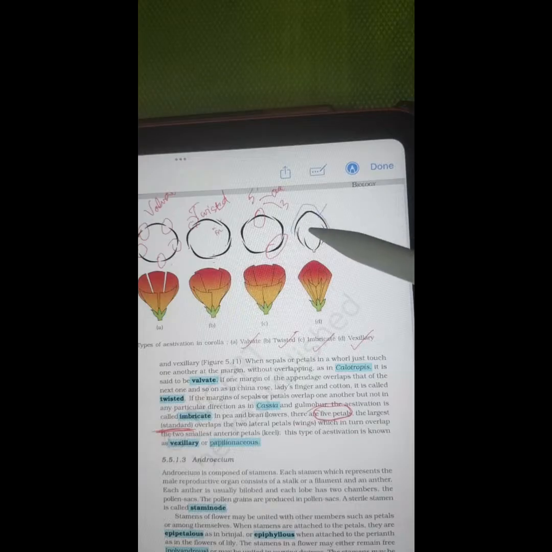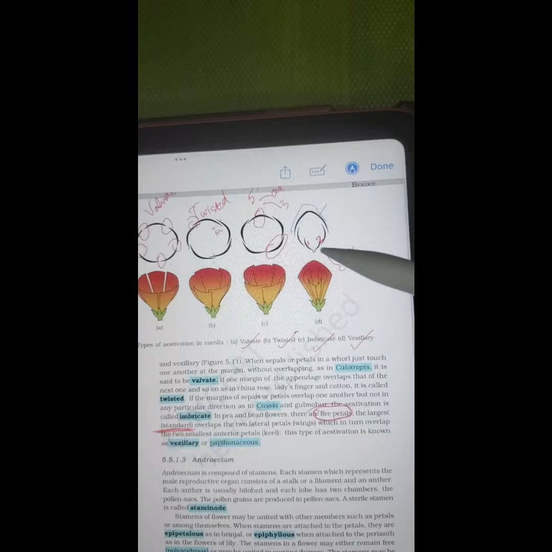And the 2 lateral wings, these two just occurring beneath, they are known as wings. And the anterior one is known as the keel. Let me make you clear this one, the bottommost one. In the bottommost, one more important thing to notice is this is petal number 1, this is petal number 2, and they both are fused. So this is one petal, this is another petal, and they are fused.